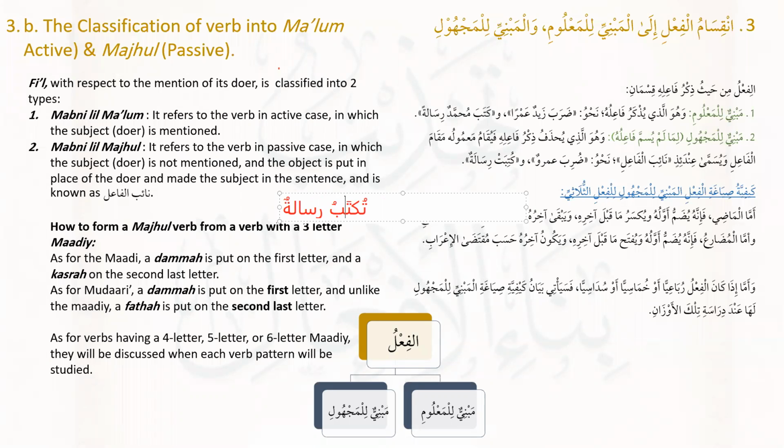What is the meaning of fi'l thulathi, ya ikhwan? A fi'l thulathi, what does a thulathi fi'l mean? Three-letter fi'l. Three-letter fi'l means, yani, in the madi state, it's got three letters. Now, we're not talking about the root letters. It might have three root letters, but the madi state would have more than three letters.